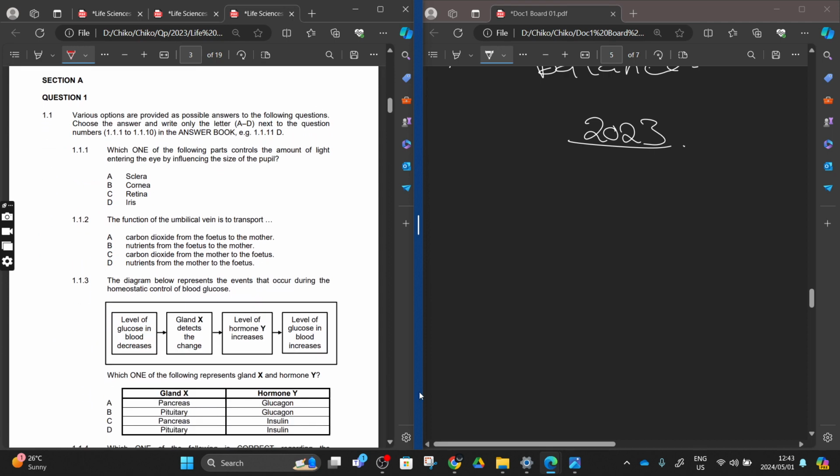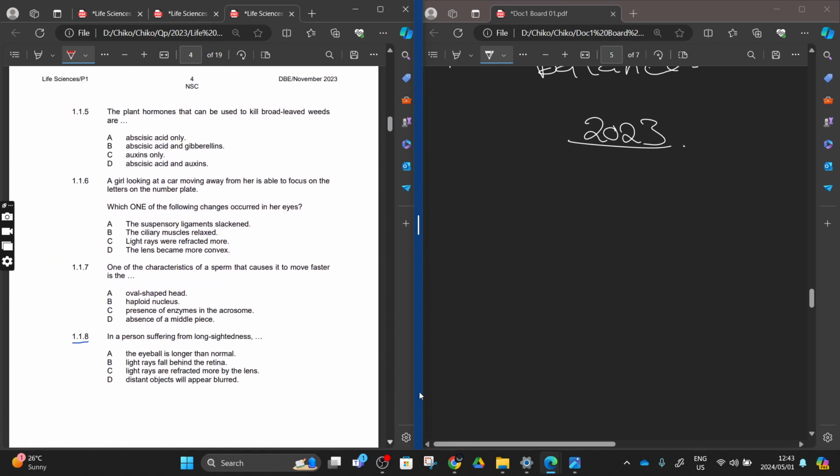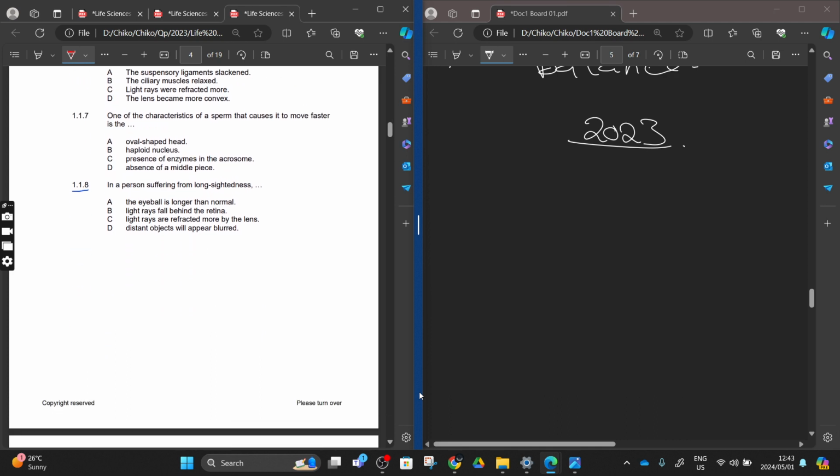Same thing, Section A. Oh, we did this. This question, this 2023, we are not seeing for the first time, right? You still remember here we did the iris, the umbilical cord, if you are following me. What we didn't do was 1.1.8: the person suffering from long-sightedness. We did this, right? You don't see the near. The eyeball is longer than normal, and the light rays fall behind the retina. This one will be B.